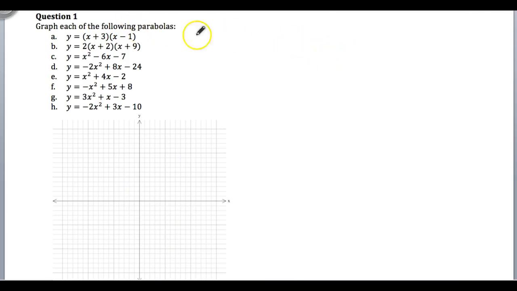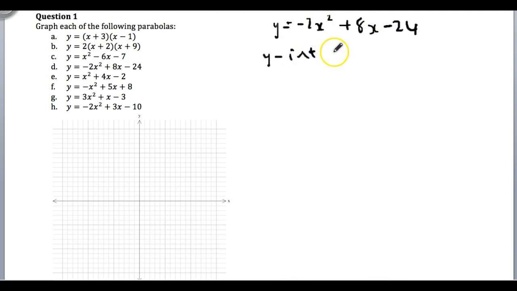Okay, so we're doing D. So we've got y equals -2x squared plus 8x minus 24. Now this is telling me straight away that I have a y-intercept at -24. Okay, so remember your constant. It's also telling me that I have a negative parabola. So remember the coefficient of x squared is telling you whether it's a positive or a negative one. So this is a -1. So it's got to look like that. So if it's not looking like that when I'm done, I've made a mistake.